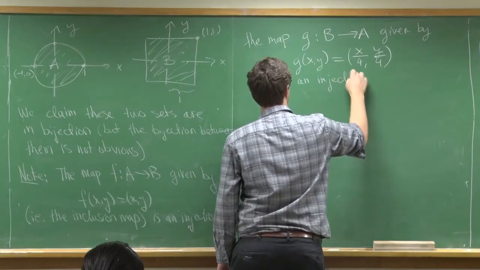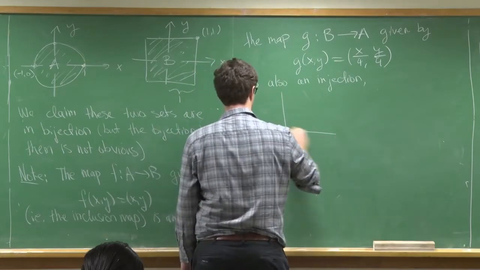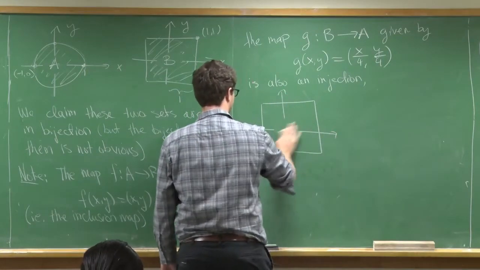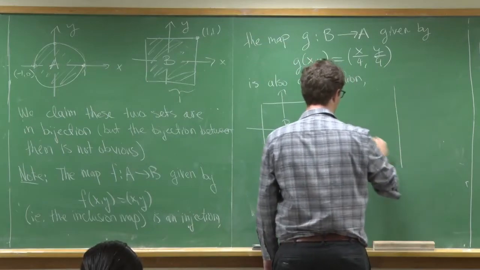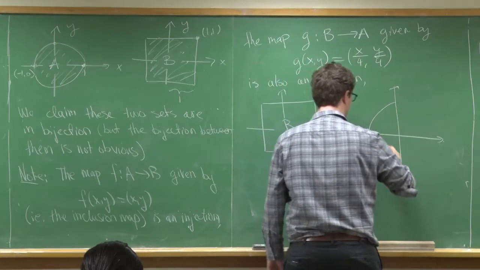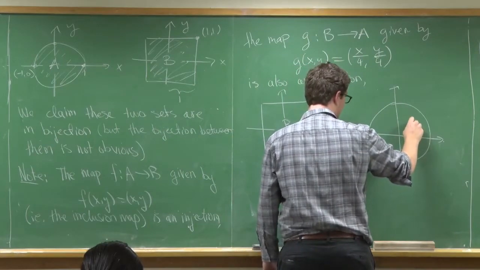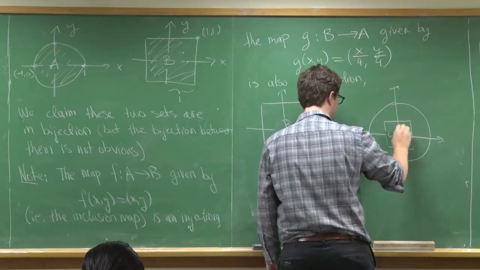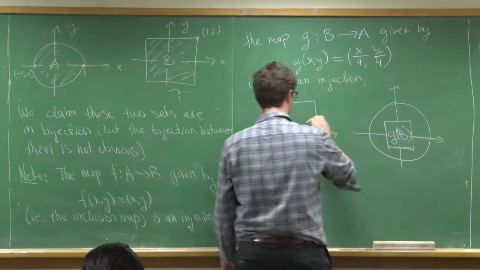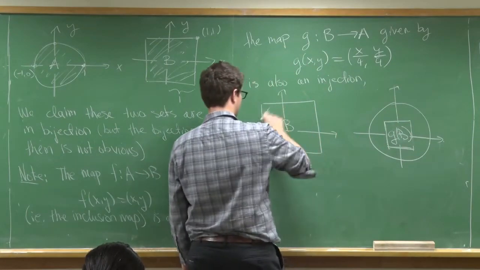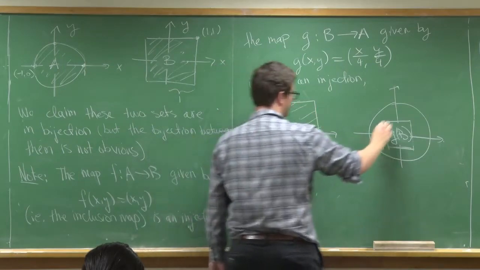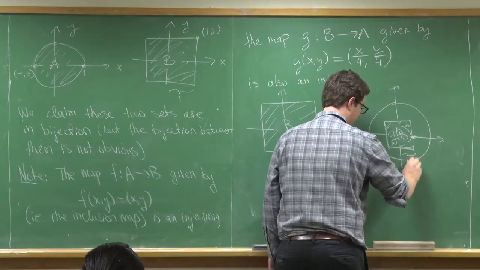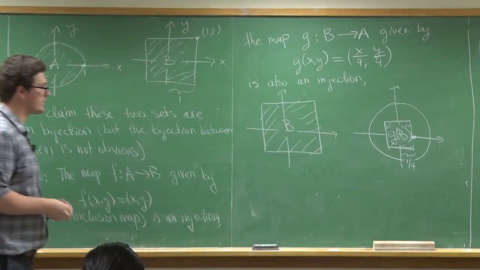And let me draw this picture. So here's B, like so. B is this set here. Then we have A, which is this circle here. And then what I've done is I've shrunk the sides like so. The image here is G of B. This square maps to this square here, where now this side length is a quarter. I made it a quarter so it just fits inside.